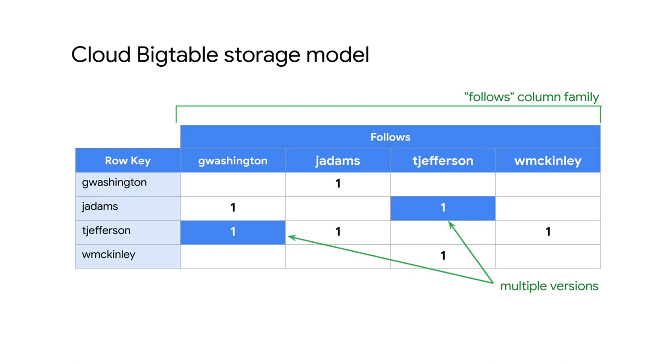The example shown here is for a hypothetical social network for United States presidents, where each president can follow posts from other presidents. Let me highlight some things. The table contains one column family, the follows family. This family contains multiple column qualifiers. Column qualifiers are used as data.